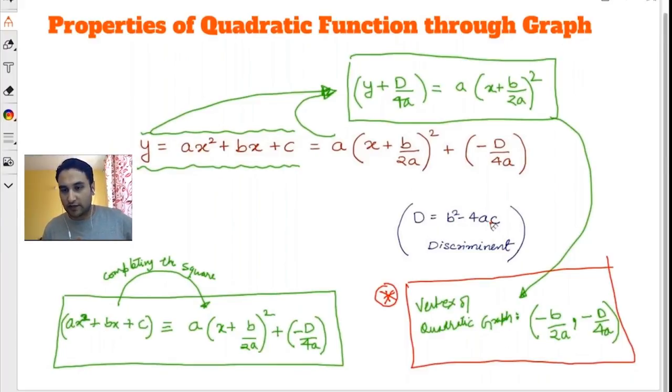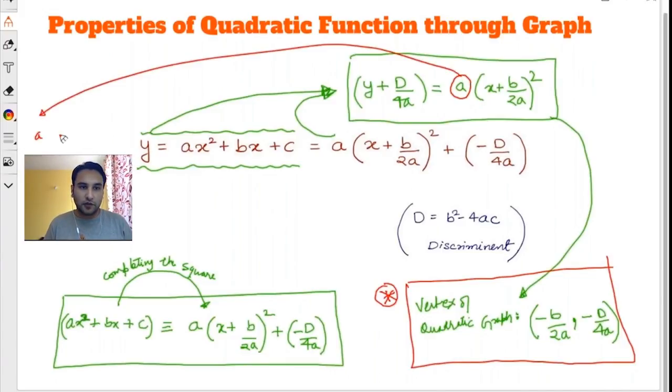D, all of you know, D is b square minus 4ac. So, based on the value of b, a, d, a, these will take some values. But now you know that if I give you any quadratic equation, within seconds, you can find its vertex and hence plot the graph. And what will this a do?